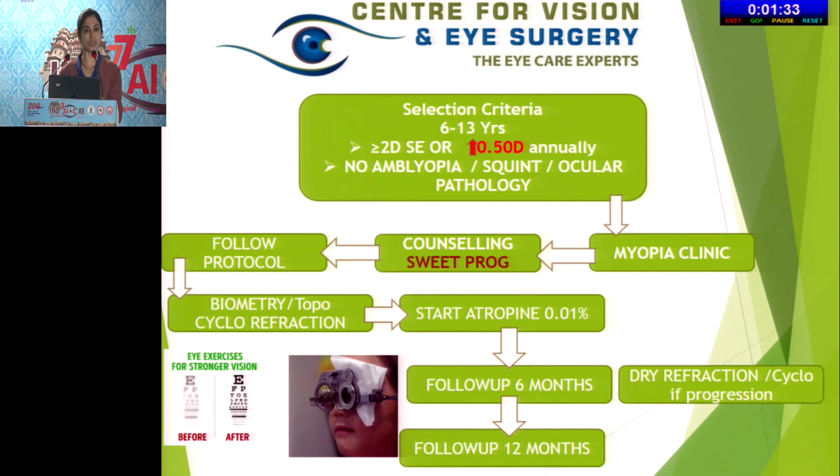Once the child is into the myopia clinic, each child goes through the biometry, and if the astigmatism is more than 1.5 diopters, or if 2 or more and we see it increasing, we do prefer the topo as well, and the cyclorefraction, which is a must. Then the child is put on atropine 0.01%, follow-up for 6 months. Each follow-up you need to have a refraction. It would be ideal if you have the same set of people doing that, and if you document an increase, then go for a cyclorefraction, and we follow up, next follow-up is at 12 months, which means the next 6 months.